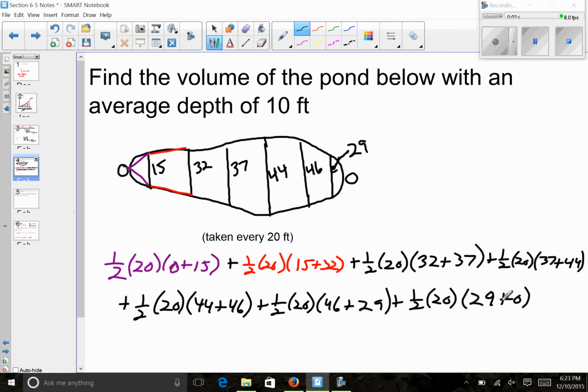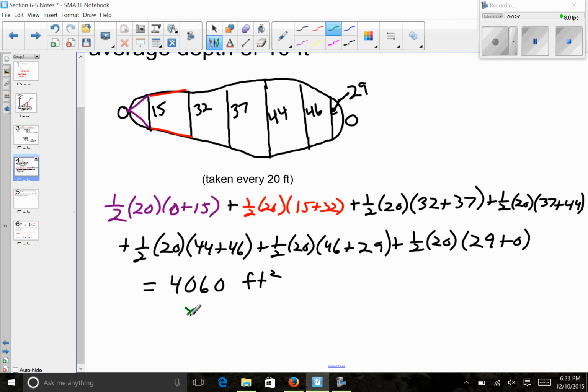And so when I multiply this all out, I get that the area of the surface of the pond is going to be about 4,060 square feet. But again, that's just the surface. I want the volume, so I need to take the area of that surface times the 10-foot depth. And that tells me then that the volume of the pond will be about 40,600 square feet.